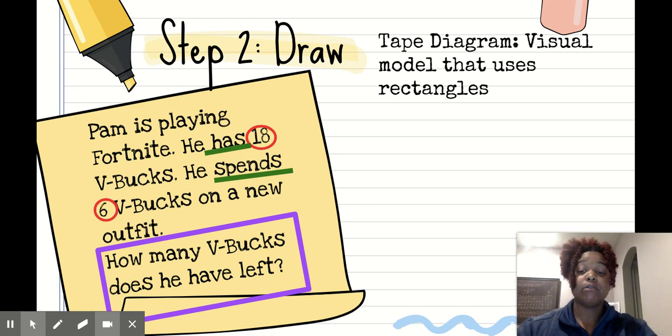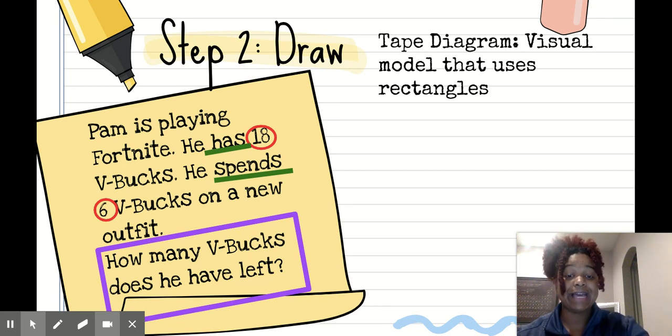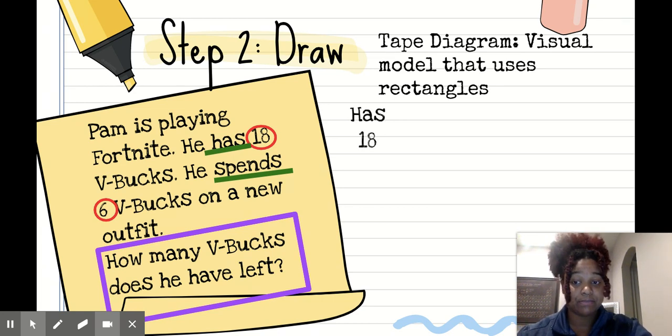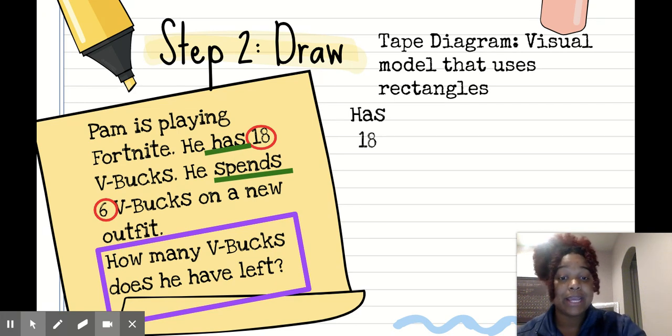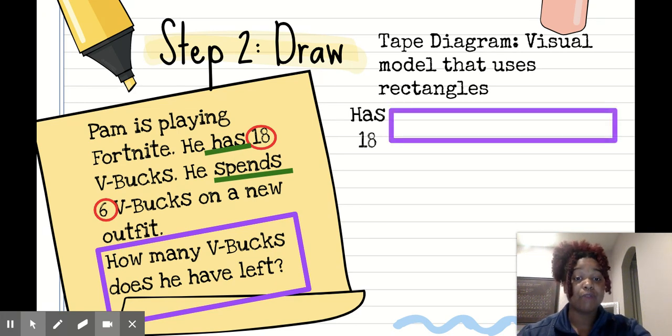Okay, so make sure you're ready with your pencil. The first thing that we are going to write is what Pam has. He has 18 V-Bucks. Then we are going to represent 18 with a box right next to it. So I'm going to give you a few seconds to go ahead and draw that.